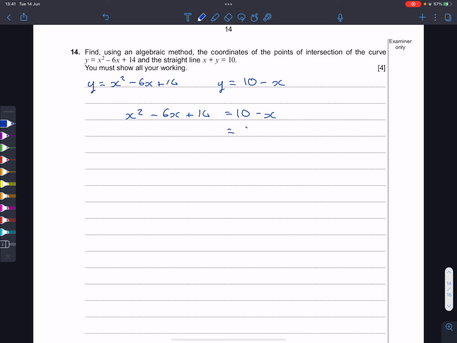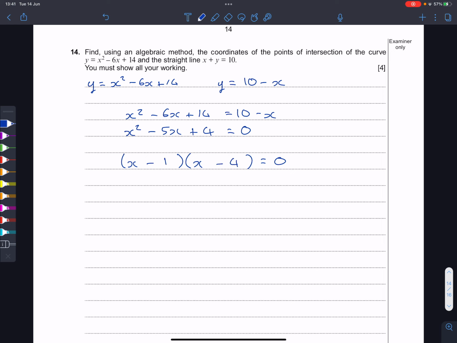It's a quadratic, so I want it equal to 0. So I'm going to add x to both sides, so it's going to be negative 5x. And I'm going to take 10 off both sides, so plus 4. Okay, so this is a relatively simple one to factorize. So we get x minus 1 and x minus 4.